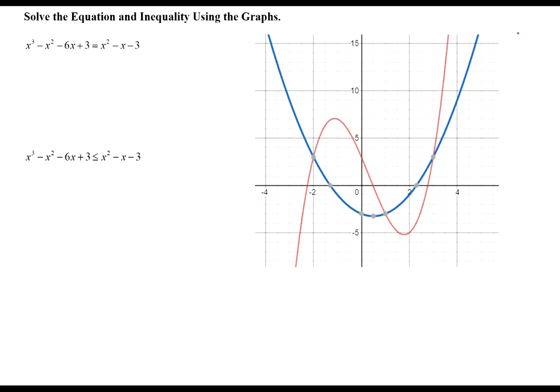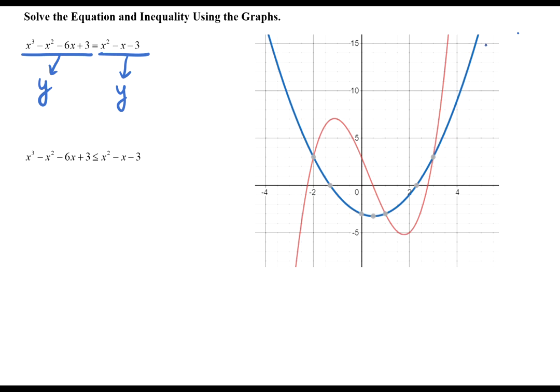Here's a slightly more complicated equation and inequality. We have on the left x cubed minus x squared minus 6x plus 3. So this is a cubic graph. And on the right, we have a quadratic, x squared minus x minus 3. And we're going to look at the equation, or an equals, connecting them, and then we'll look at an inequality connecting these two statements. So I've graphed them both.